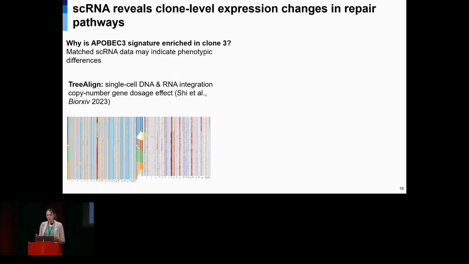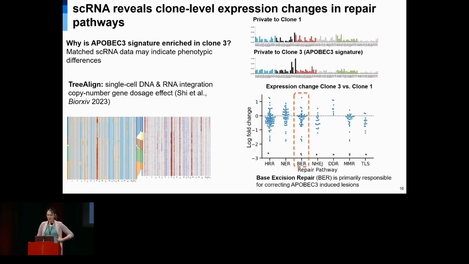So we used tree-align, which is a DNA-RNA integration method based on copy number, essentially, to match our DNA clones to our RNA data. And what we find when we do that is that in clone 3, which has this APOBEC signature, there is lower expression across many repair pathways. Most interestingly, for the purposes of the APOBEC signatures, for base excision repair, which is the repair pathway that's primarily responsible for correcting these APOBEC-induced lesions in the data.